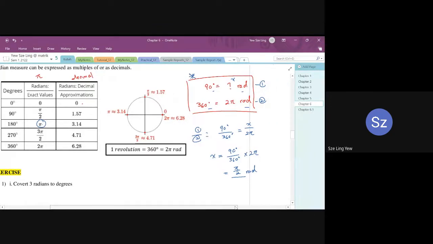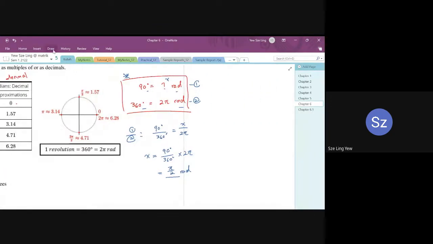Okay, let us try how to do unit conversion. Again, let us begin with what we know: 360 degree is equal to 2 pi radian. Now we want to find out pi radian equals to how many degree. Again, we have two sets of equations.